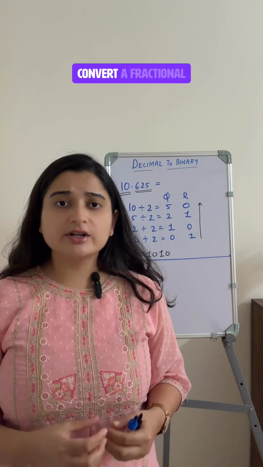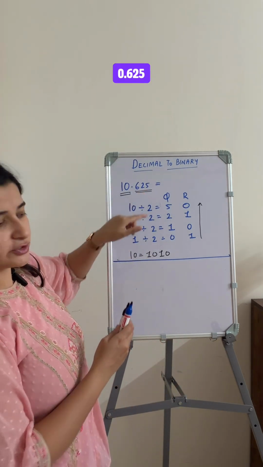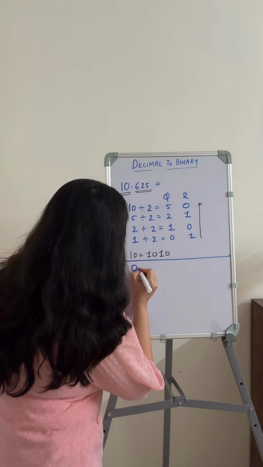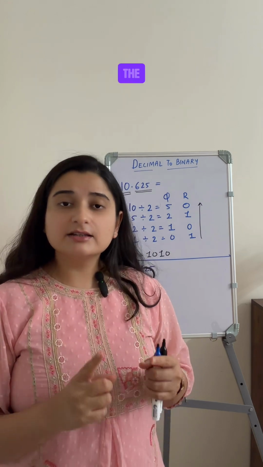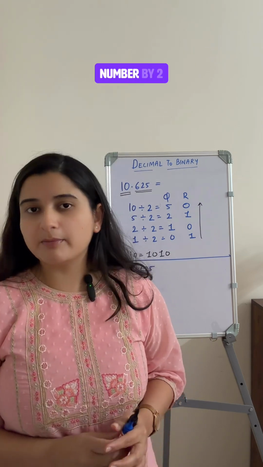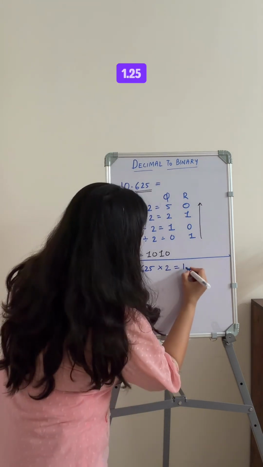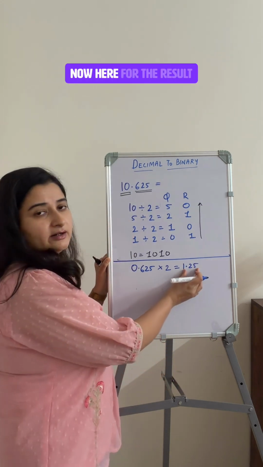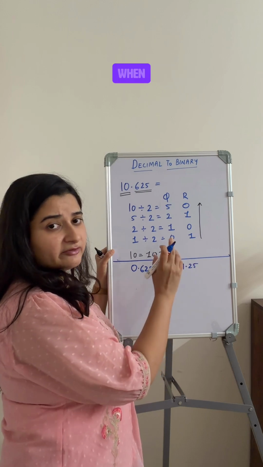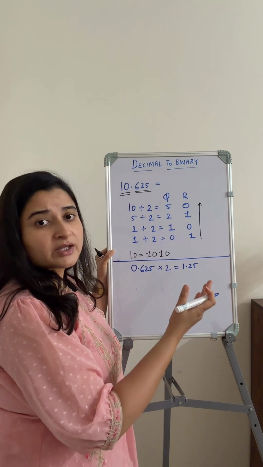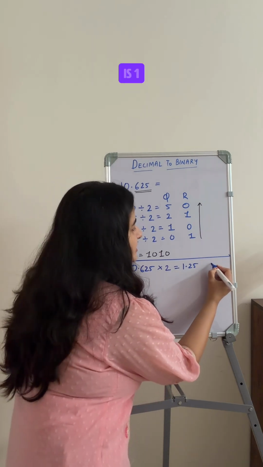Now let us understand how to convert a fractional number into a binary number. Here the fractional part is 0.625. What we need to do is that instead of dividing the number by 2, we are going to multiply the number by 2. So 0.625 times 2 gives us 1.25. Now for the result we have an integer part and a fractional part. Always remember that when you are converting a fractional part into binary, you always need to consider the integer part. Note down the integer part. So here the integer part is 1.